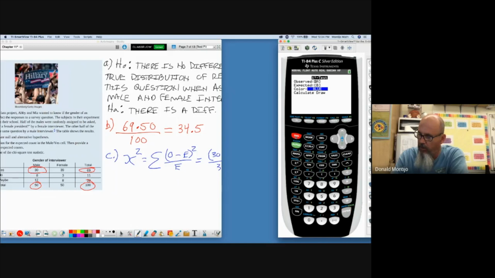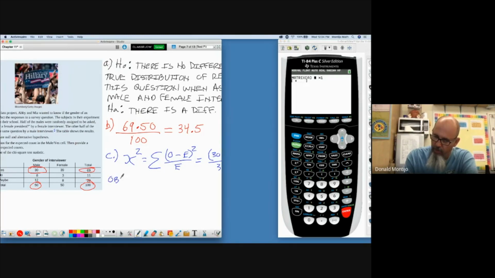So I'm going to go to second x inverse, which is matrix, and I'm going to edit matrix A. I'm going to put my observed in matrix A. So we do not have to remember all of our matrix operations here like we did before. We just need to know how to input the data into a matrix, and it will do all the work for us. So matrices are always row by column. So the first number is always the row, the second number is the column.